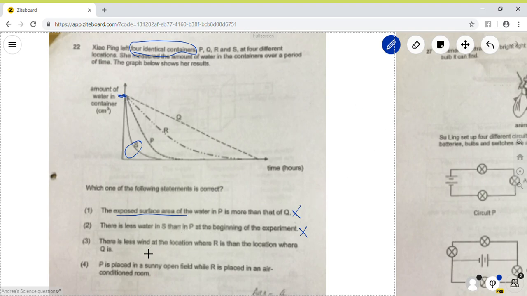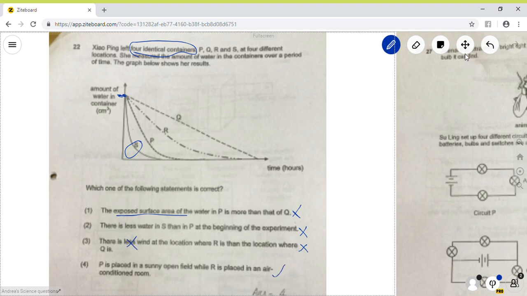Next one, there is less wind at the location where R is than the location where Q is. Different location. But R is faster than Q, so there should be more wind. This word should be more. This word is wrong.